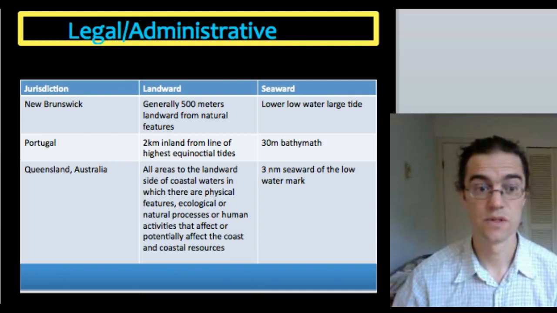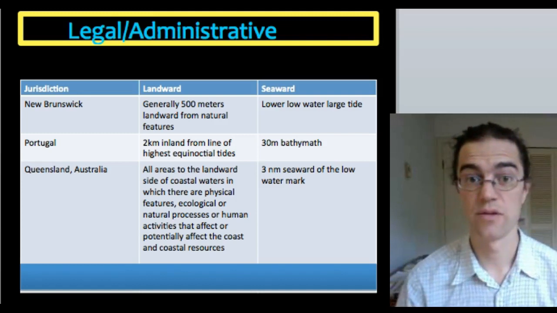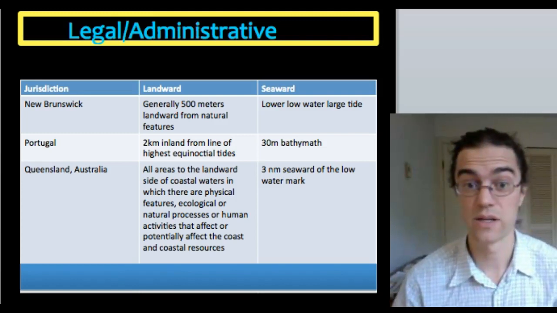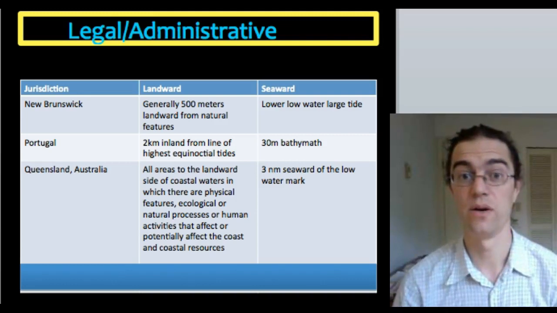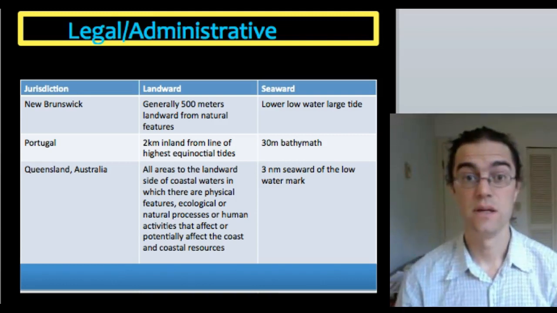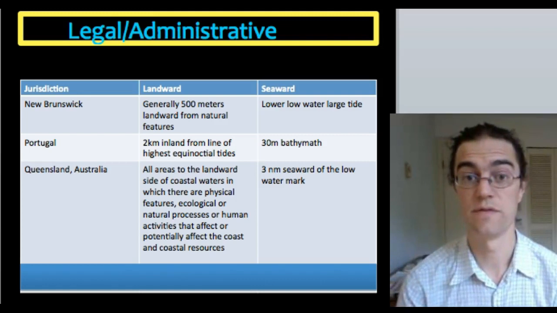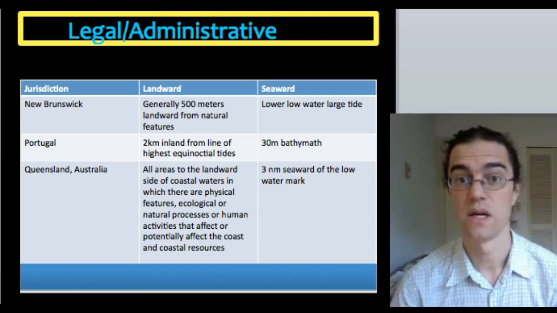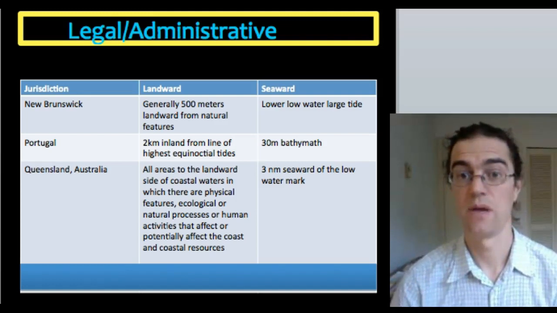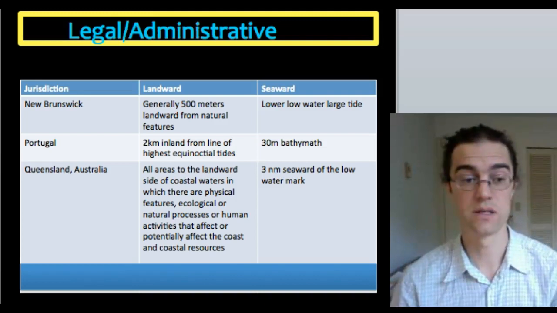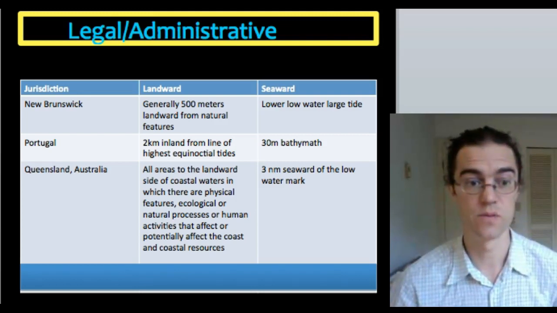And then to contrast that once more, we have Queensland, Australia, all areas landward side of the coastal waters in which there are physical features, ecological and natural processes, or human activities that affect or potentially affect the coast. So a very broad scope here in Queensland's definition, incorporating numerous different variables in terms of physical features, ecological, human activities. And then on the seaward side, we have 3 nautical miles seaward of the low water mark. Again, begs the question of how the low water mark is defined, and that's something we'll take a look at in the mini lectures to come as well.